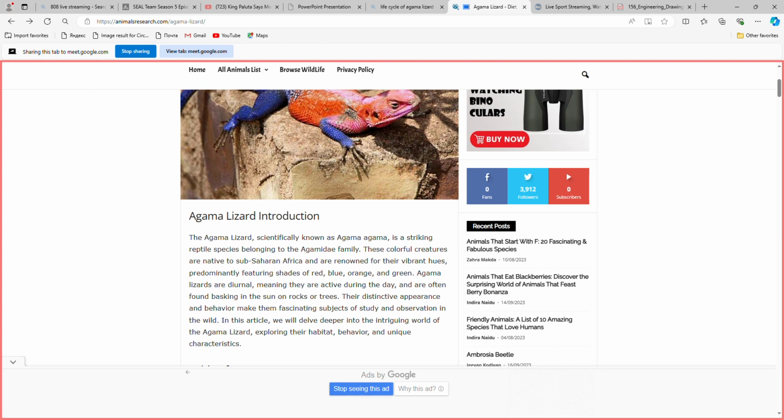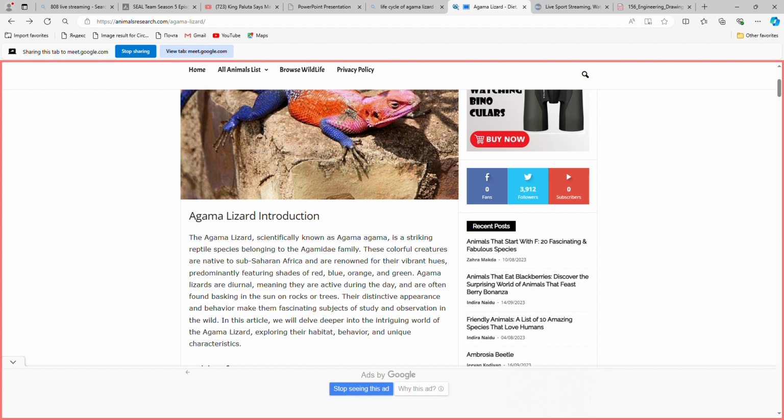And Agama lizards are diurnal, meaning they are active during the day, and they are often found basking in the sun on rocks or trees. So whenever you see a lizard, you always see them active in the day. In the afternoon, you see them very active, and most of the time they like to be in the sun. You understand? They only hide in the shades when they see their enemy coming. You understand? And their distinctive appearance and behavior make them fascinating subjects of study and observation in the wild.